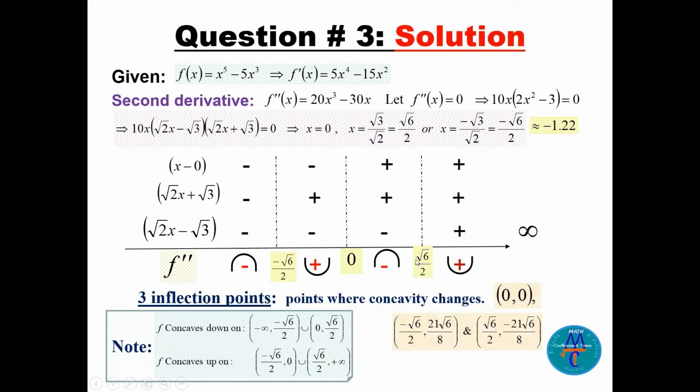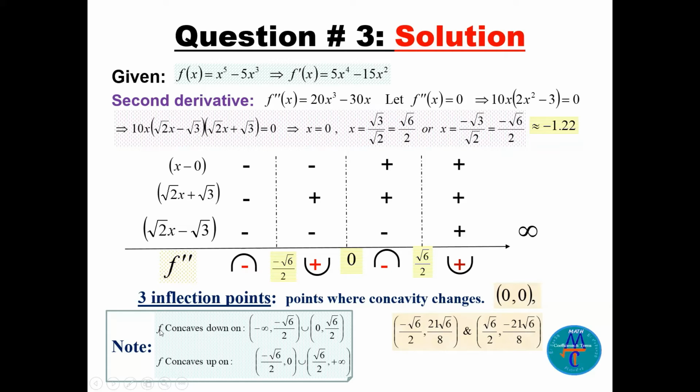Take these x values, and replace each one in the original function, x to the power 5 minus 5x cubed. So the 3 inflection points, the points where concavity changes, will be 0, 0, minus square root of 6 over 2. You put this in the function, you get 21 square root of 6 over 8, and for square root of 6 over 2, it will be minus 21 square root of 6 over 8.